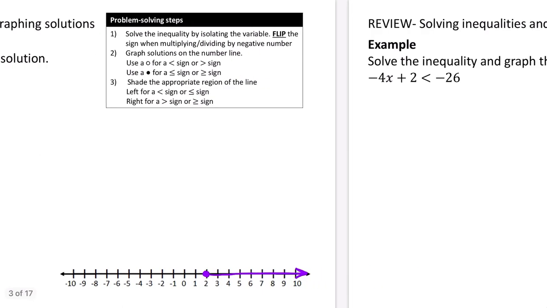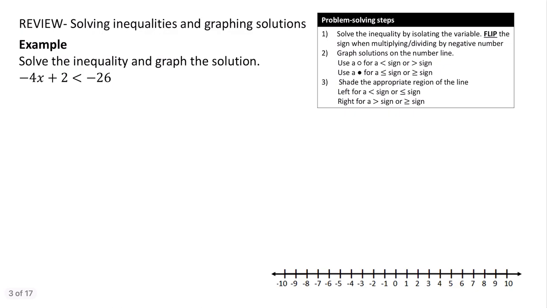and that is how you solve and graph your solution. So now let's try solving negative 4x plus 2 is less than negative 26. So I'm going to start off by subtracting 2 from both sides. And when I do that, I get negative 4x is less than negative 26 minus 2, which is negative 28. So now to solve for x, I need to divide both sides by negative 4.